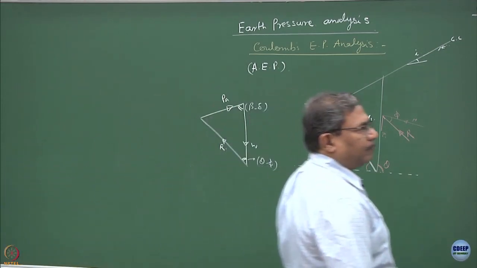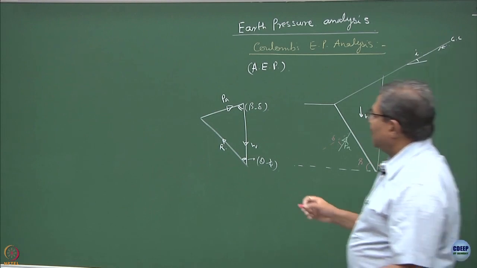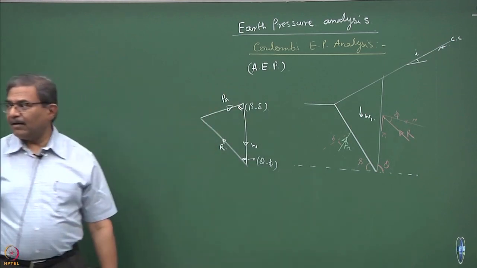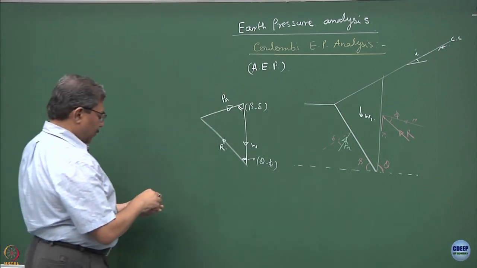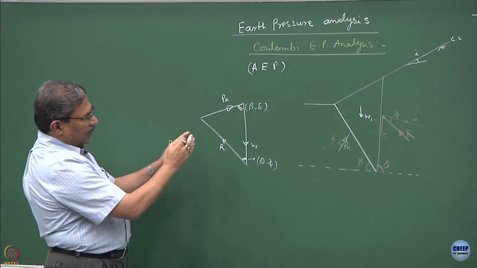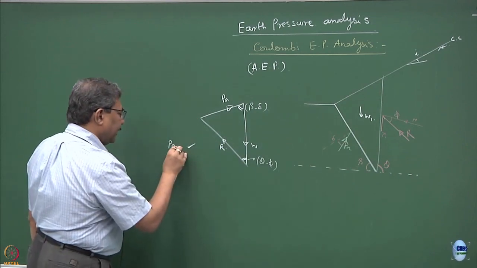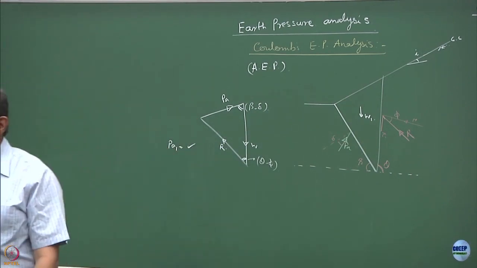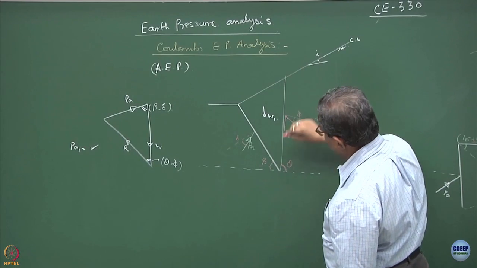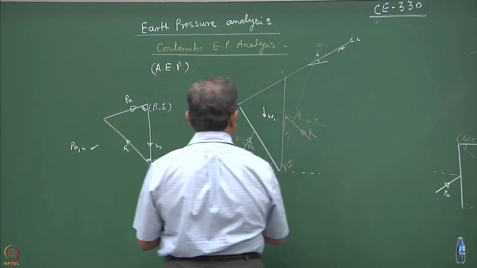In this system of forces, what is the unknown? PA. I want to find out PA, is it not? So, I can now compute PA by using the sine law, that is it. So, PA can be obtained. Let us say this analysis corresponds to the first wedge. So, I am associating PA with subscript 1. Now, what you should do next time is change the slip surface to 2.